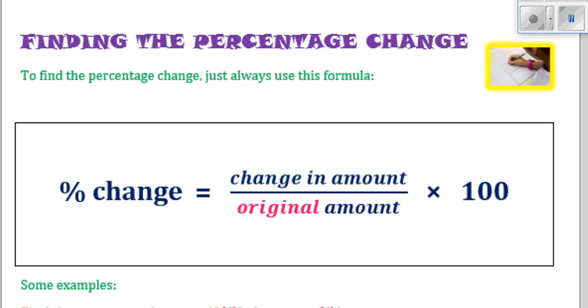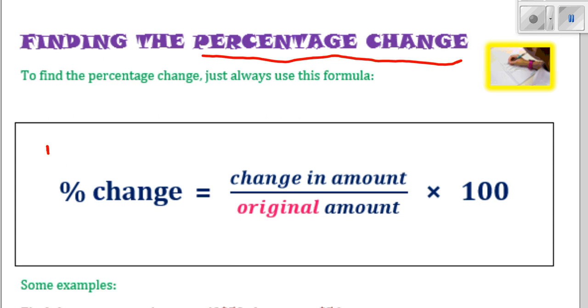Finding the percentage change. Percentage change is a key word because the question will ask, what is the percentage change, or what's the percentage increase, or what's the percentage decrease, or what's the percentage profit. So it'll ask what's the percentage something in the question. To find the percentage change, you just use this magic formula, which is so important.